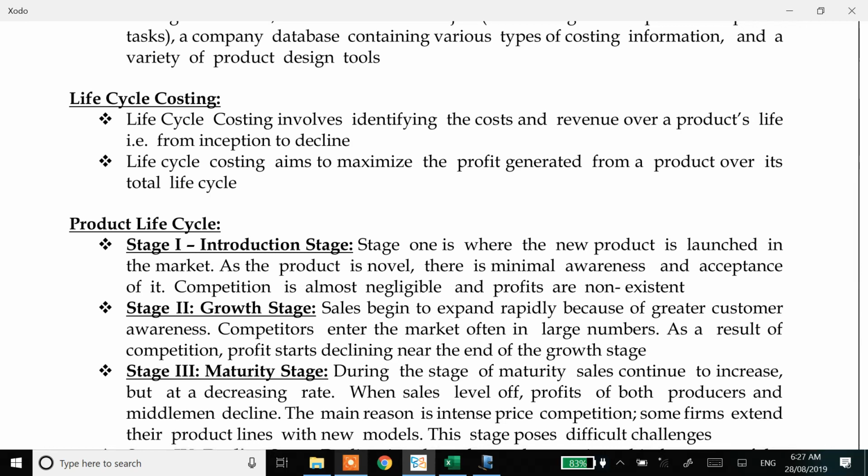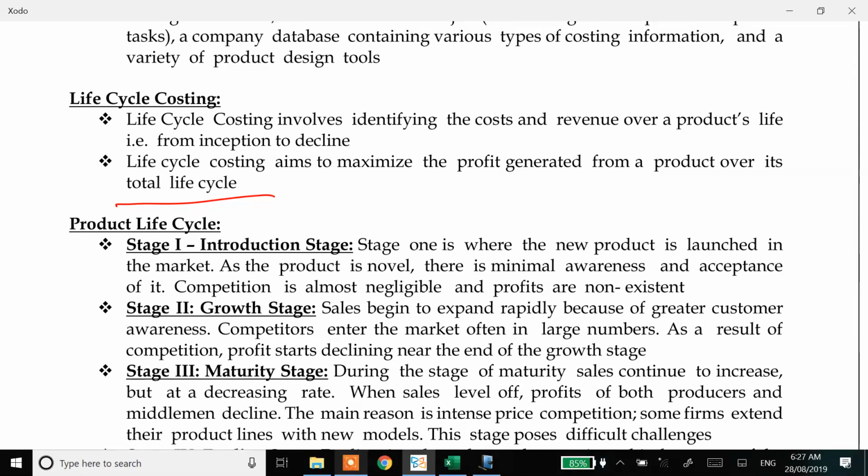Life cycle costing involves identification of the cost and revenues over a product's life cycle, that is from inception to end of life. Its objective is to maximize the profit generated from a product over its total life cycle. You have an introduction stage. When the product is introduced, you may be the only player in the market or some other competitors may exist, but you are going to enjoy the benefits of the new product which you are introducing.